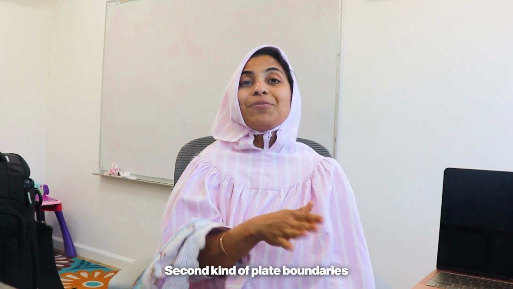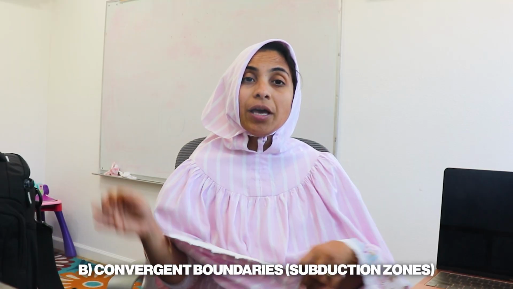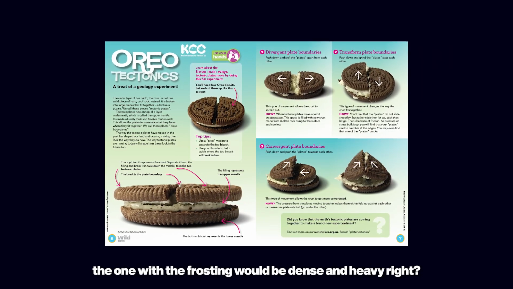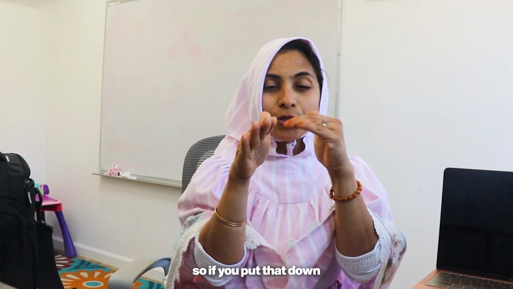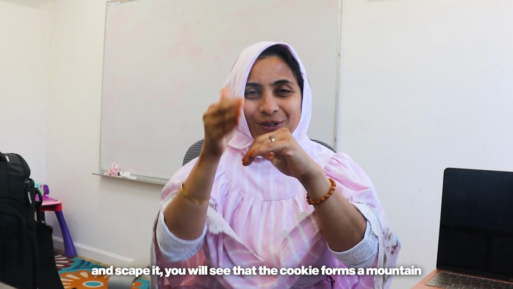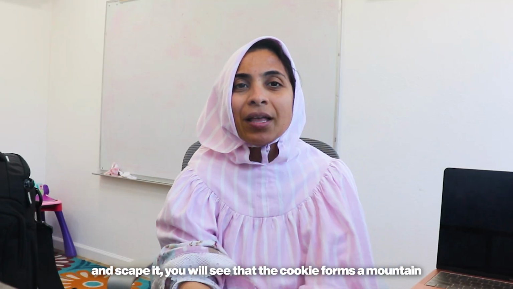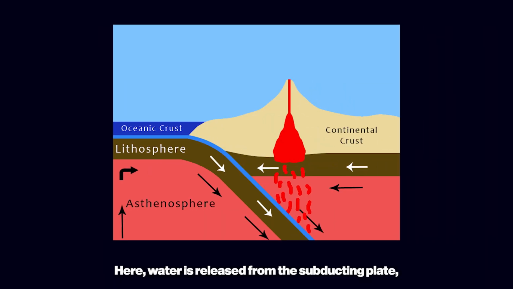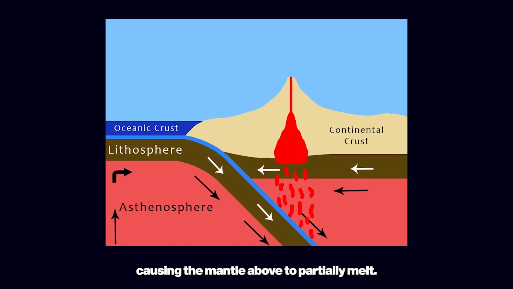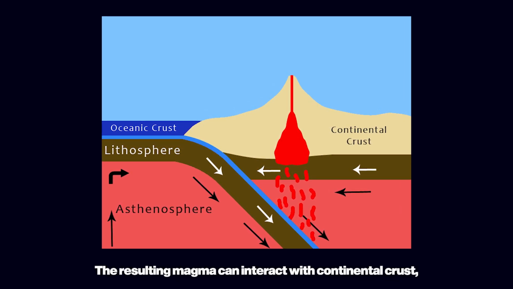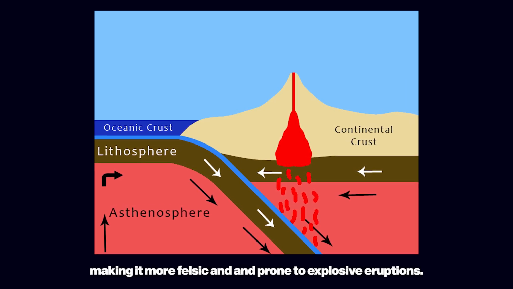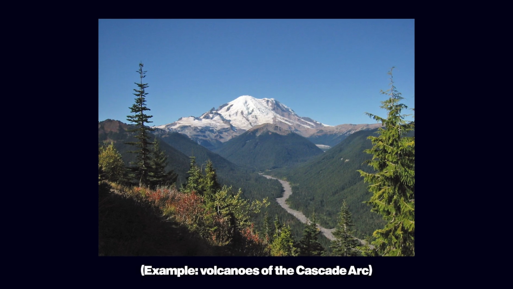The second type of plate boundary is your convergent plate boundary, where the denser plate, so if you're having your Oreo cookies, the one with the frosting will be more dense and heavy, right? If you put that down and scrape it, you'll see the frosting forms like a mountain. That's also called a subduction zone. Here, water is released from the subducting plate, causing the mantle above to partially melt. The resulting magma can interact with continental crust, making it more felsic and prone to explosive eruptions. Example, volcanoes of the Cascade Arc.